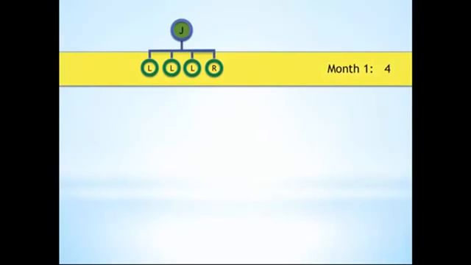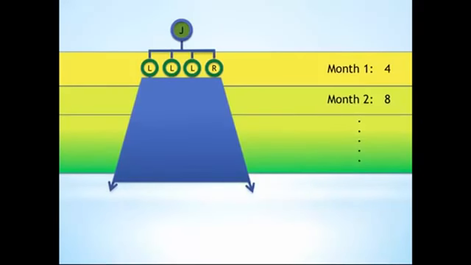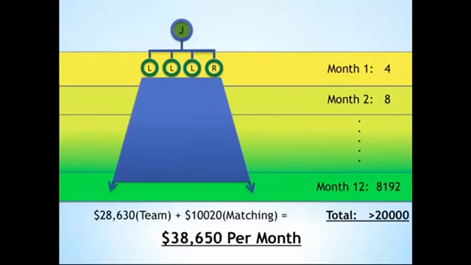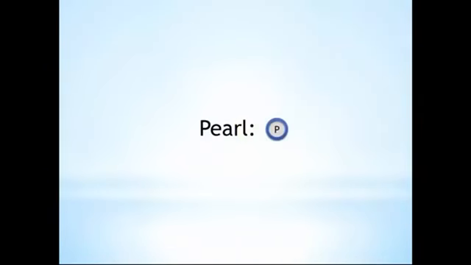If you brought in your 4 people and structured them so that 3 were on one side and 1 was on the other, and the exact same pattern of each new person getting 2 was successfully carried out, at the end of 12 months, you'd have an organization of over 20,000 people, earning a team commission check of $28,630 per month and matching bonuses of $10,020 for a total of $38,650 per month.